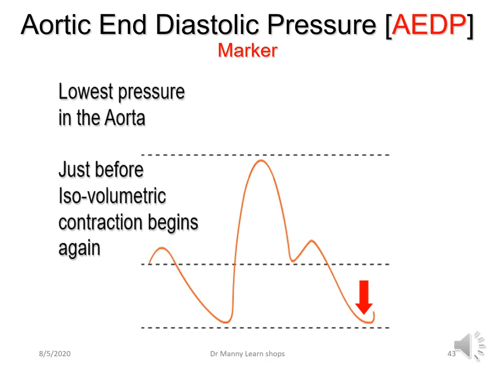The aortic end-diastolic pressure marker, the arrow, indicates the lowest pressure in the aorta. This is just before isovolumetric contraction begins again. And this is typically where you are going to want to deflate the balloon, before the anacrotic limb.